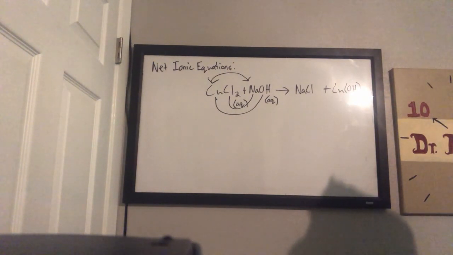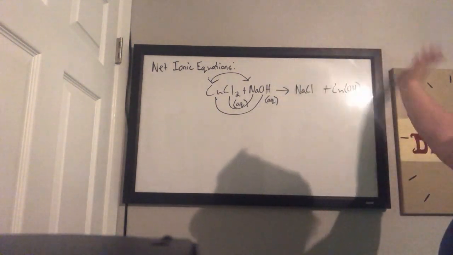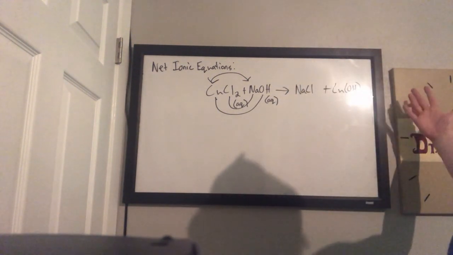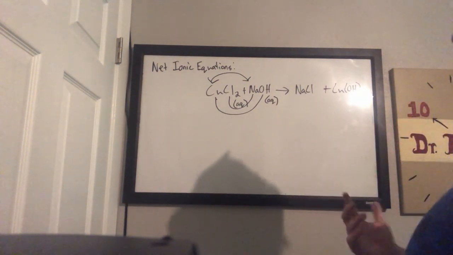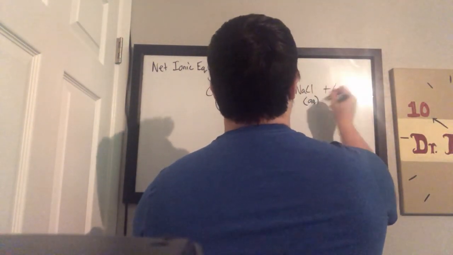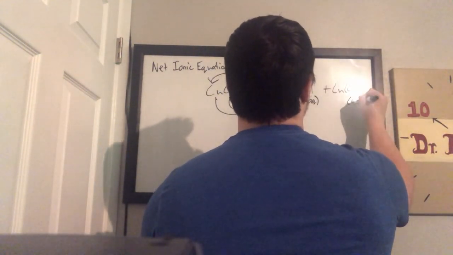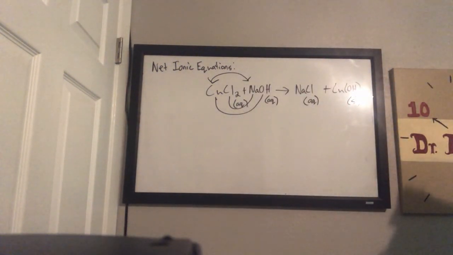Did we make a solid? Did we make a liquid? Did we make a gas? Well, it's very hard to turn metals into gases, so we didn't make a gas. We didn't make water, so we didn't make a liquid, so our only hope is whether or not we made a precipitate. So you're looking at your solubility rules. You know that salt dissolves in water, and wouldn't you know, copper 2 hydroxide is not soluble in water. Therefore, it is our precipitate.